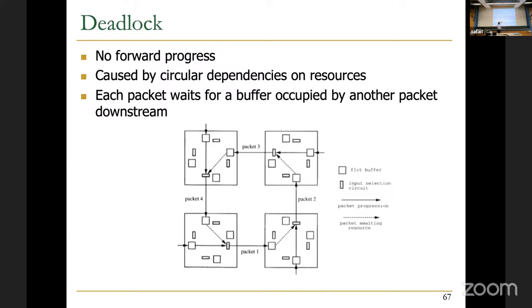And then in the end, everyone is waiting for another packet. So in the end, you have these circular dependencies. There are some topologies that have these circular dependencies in their design, like for example, ring. You always have this circular dependency. So in a ring topology, it's actually very easy to get into a deadlock situation. But in mesh, the routing algorithm can handle it.